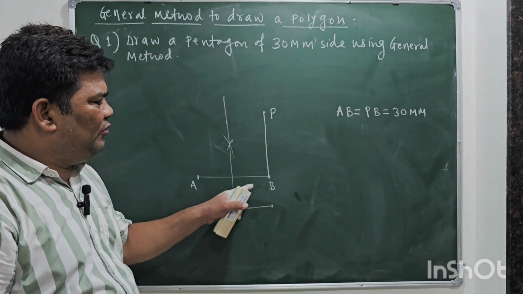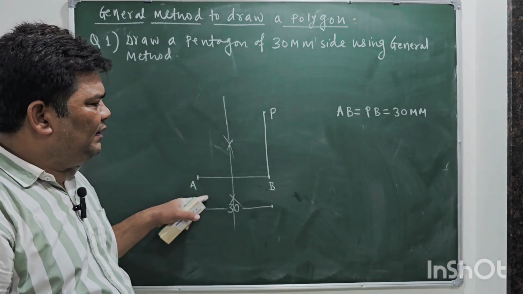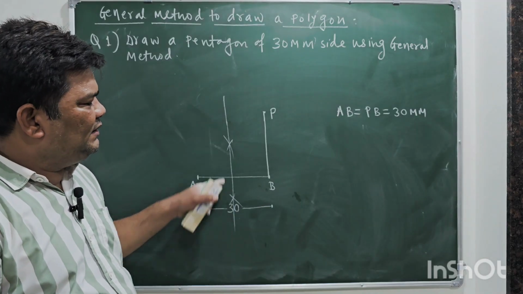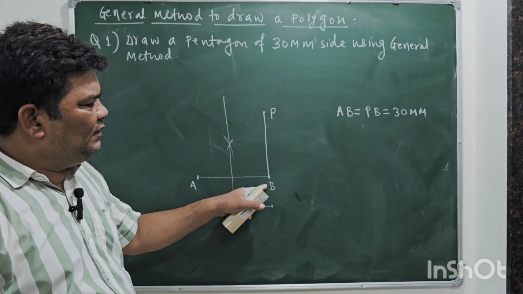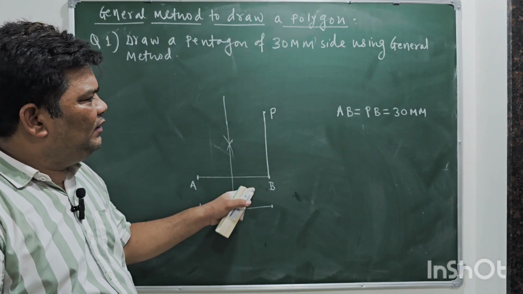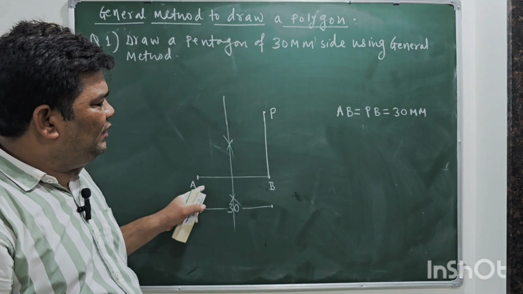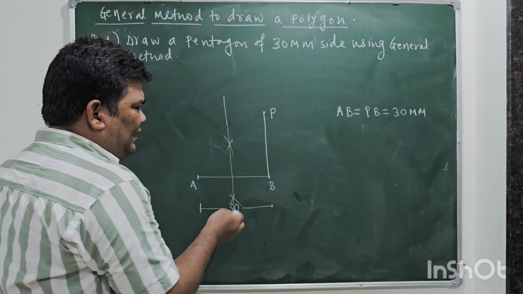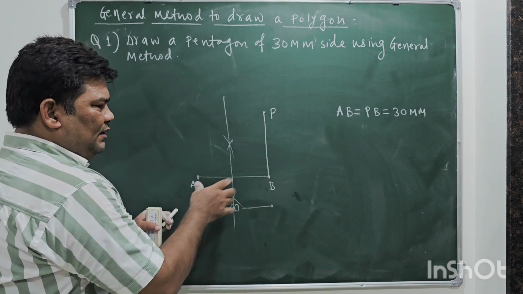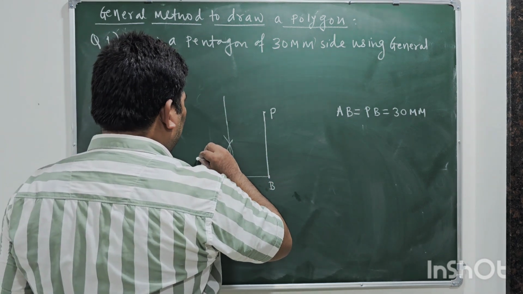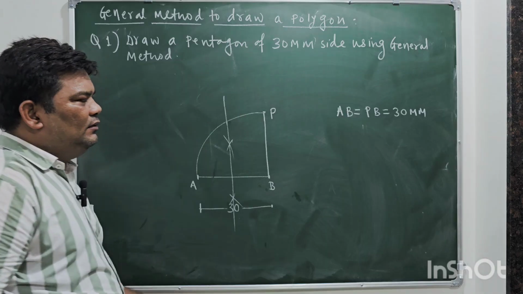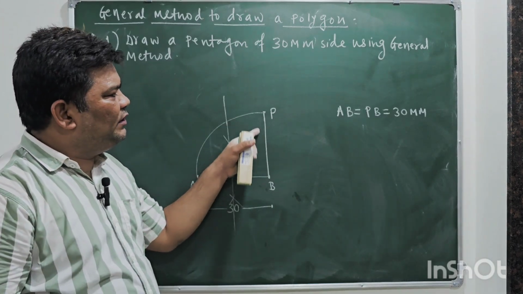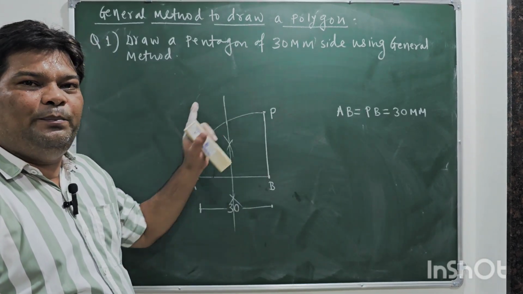First, you have drawn a line AB of 30 millimeter length. Then you have bisected it. After that, from point B, raise a perpendicular which is equal to the length AB, that is 30 mm. Then take the length AB in a compass, and draw an arc joining the perpendicular projector drawn from point P.